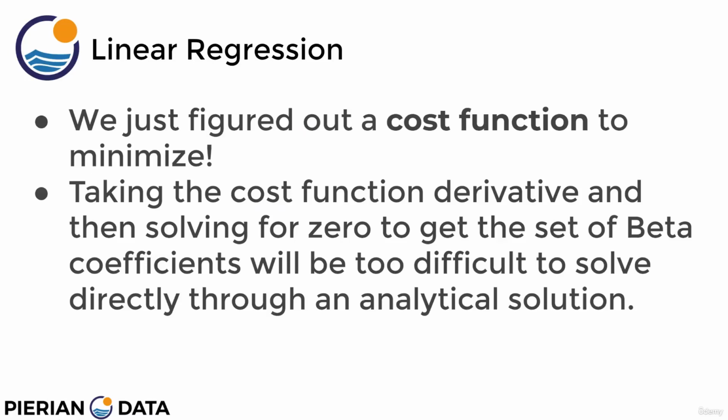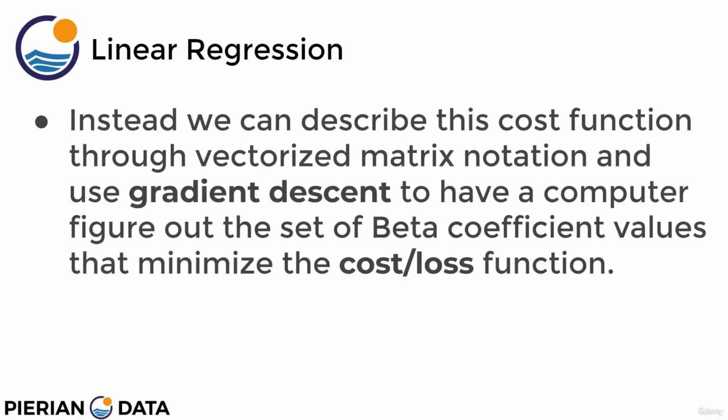Recall that in the previous lecture, we just figured out a cost function that we wish to minimize. However, taking the cost function derivative and then trying to solve for 0 to get the set of beta coefficients is going to be too difficult to solve directly through an analytical solution, especially when we start considering that we can have multiple features with multiple beta coefficients. Instead, what we're going to do is describe this cost function through vectorized matrix notation, and then use gradient descent to have a computer figure out the set of beta coefficient values that minimize that cost or loss function.